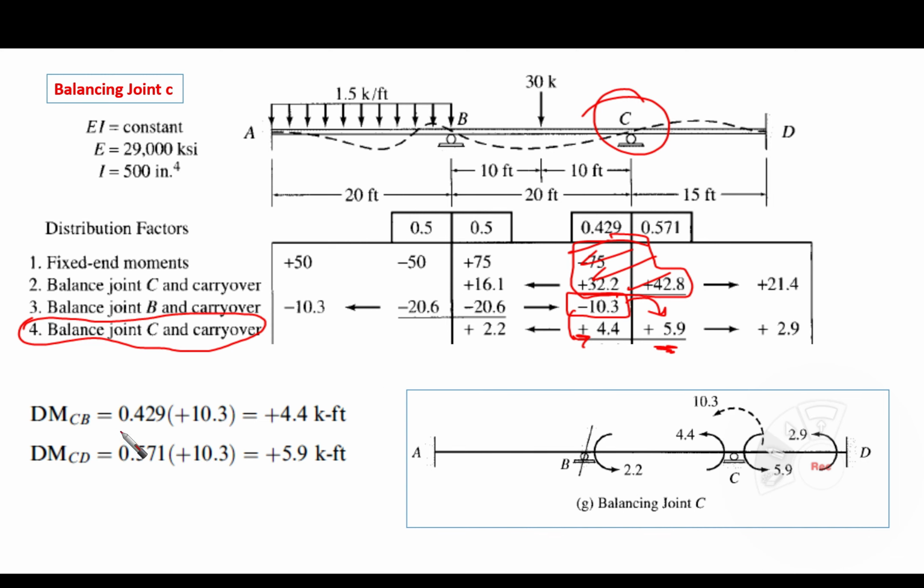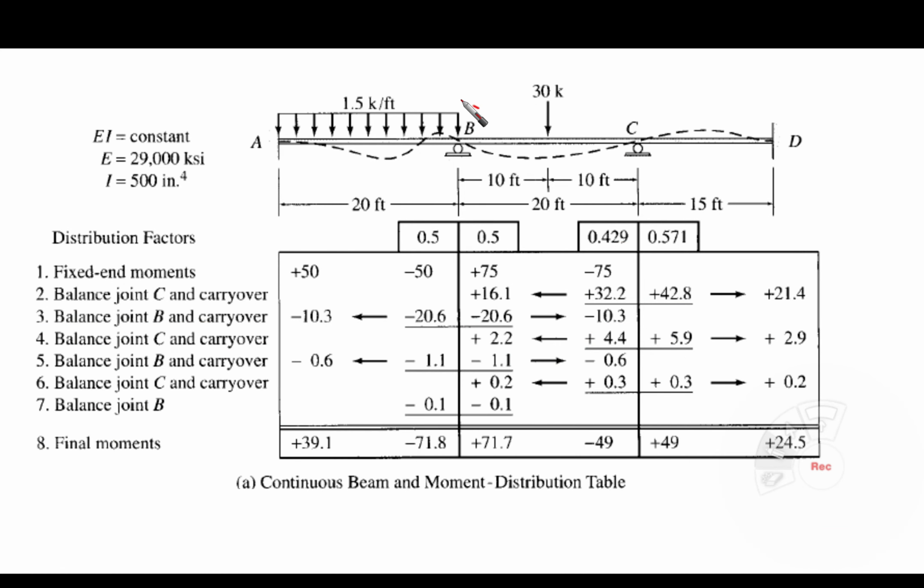This can be calculated from here. Take care: negative here, positive and positive. That's it. Half of it will be given here, half of it will be given here, with the same sign. Take care, with the same sign. Then this is joint C. Let's go to joint B again. We are going to balance joint B and make a carry over.